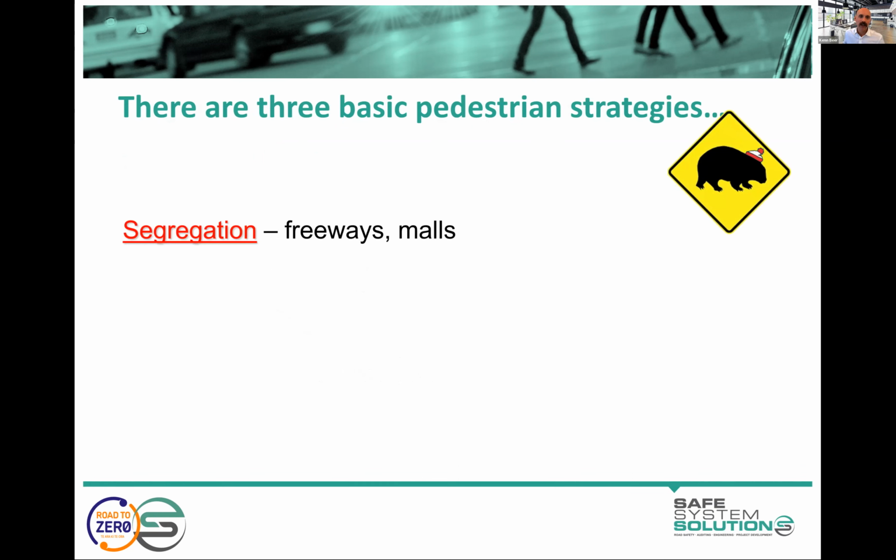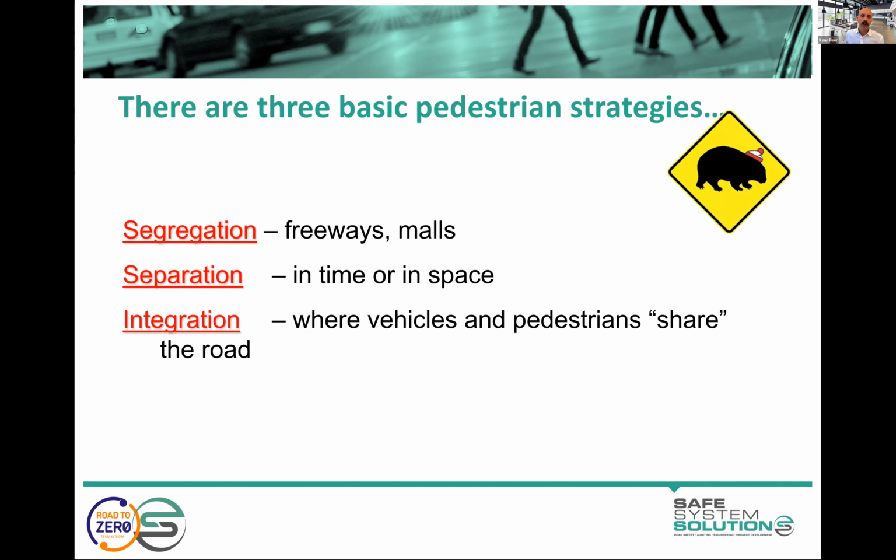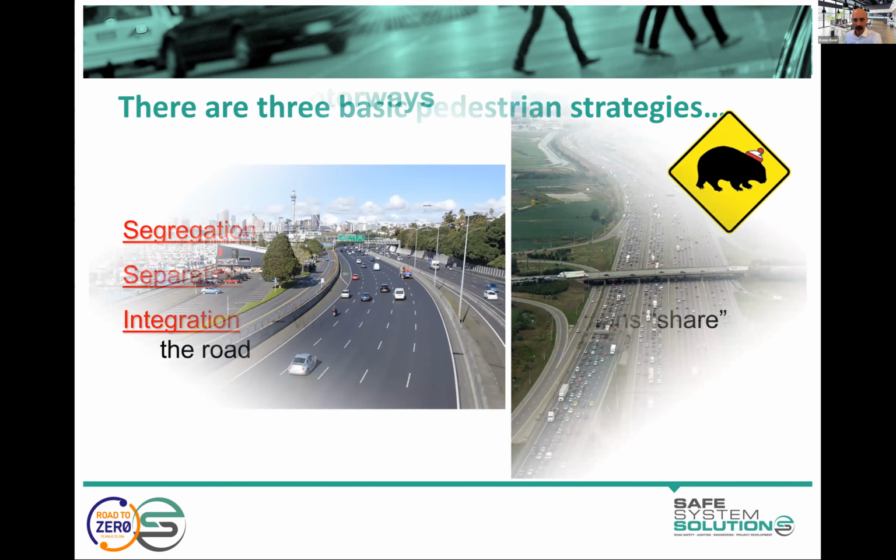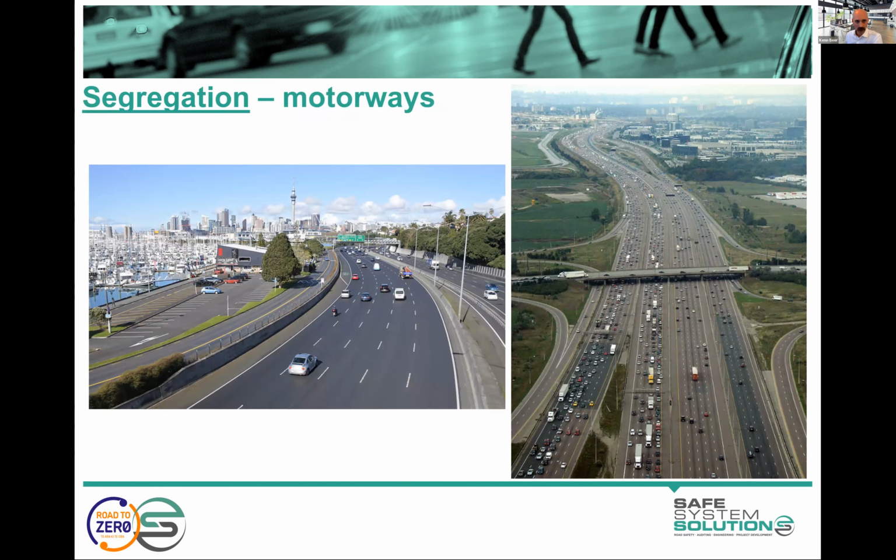We can segregate. We can create areas that are only pedestrians or only motorized vehicles. We can separate in time or space, or we can integrate. And there are high-level strategies to keep pedestrians safe when we are thinking about roads. So this is segregation in the sense of you shouldn't have any pedestrians on these roads. In fact, you're going to do everything you can to stop them getting on this road.